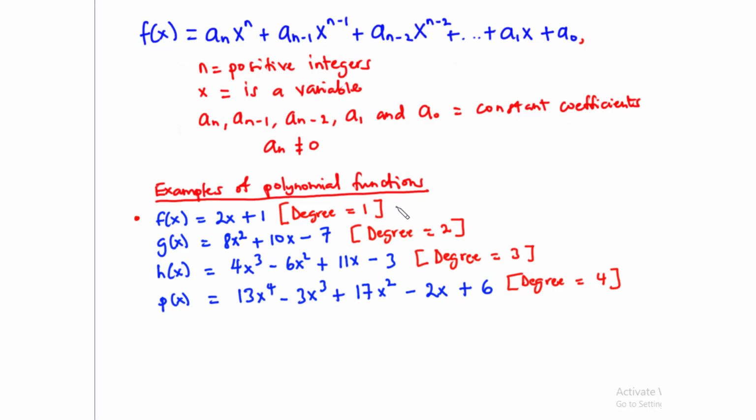So f of x is a linear function. g of x is a quadratic function. h of x is a cubic function. And then p of x is a quartic function or a biquadratic function. Now let's move on to algebra of polynomials. Under this, we are going to talk about addition, subtraction, and multiplication of polynomials.